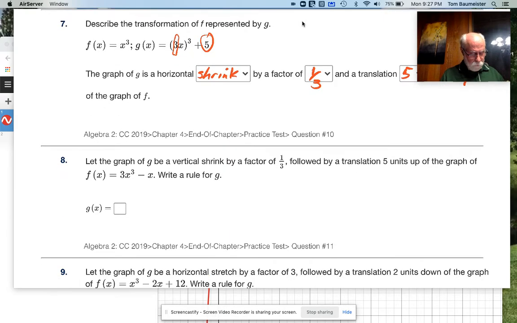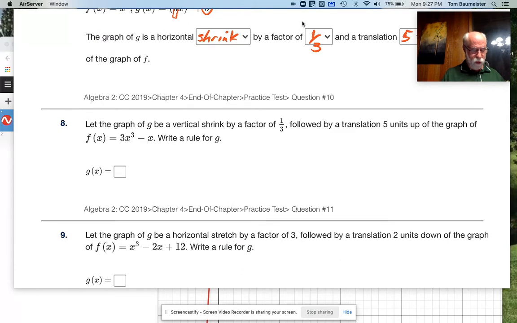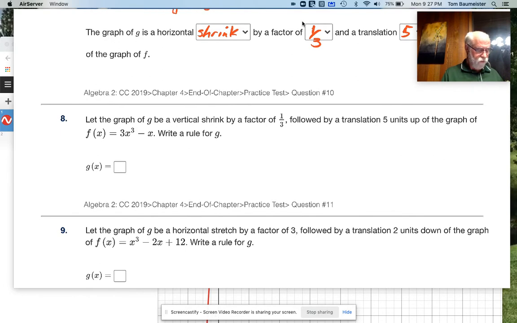Number 8, let the graph of g be a vertical shrink by a factor of 1/3, followed by translation 5 units up of the graph of f of x is equal to 3x cubed minus x. Okay, write a rule for g. Remember, I keep telling you your book likes to start with h of x.